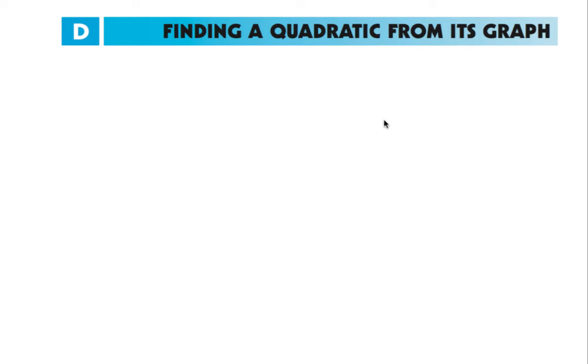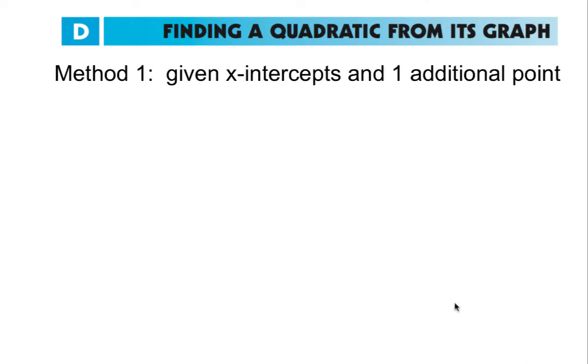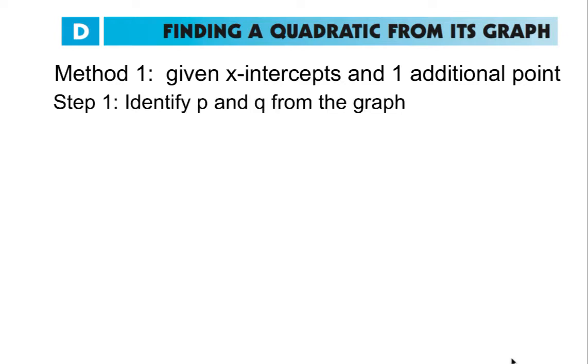Section D, Chapter 1, Finding a quadratic equation given its graph. We're going to look at two different methods today. The first method is when we're given the x-intercepts and we know one additional point on the graph.